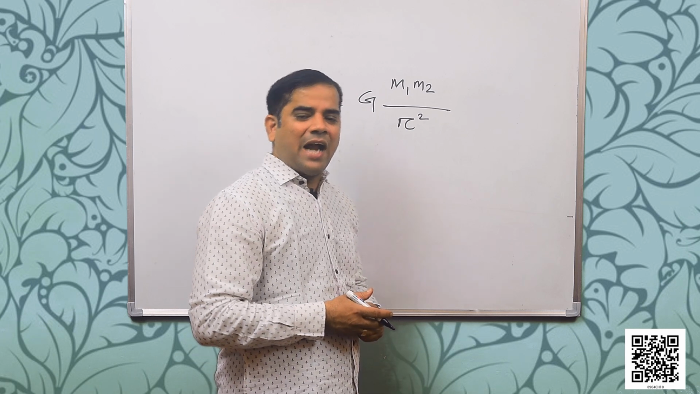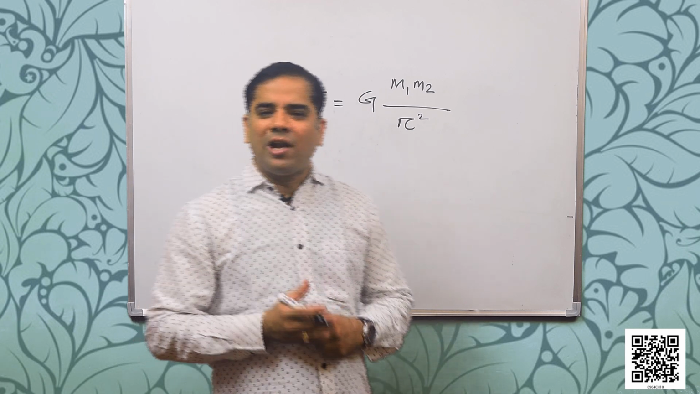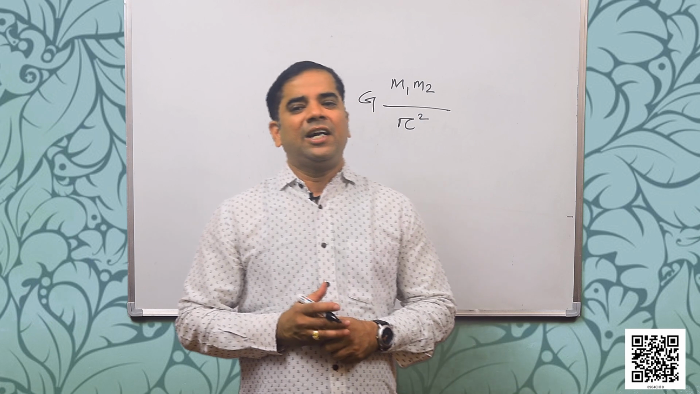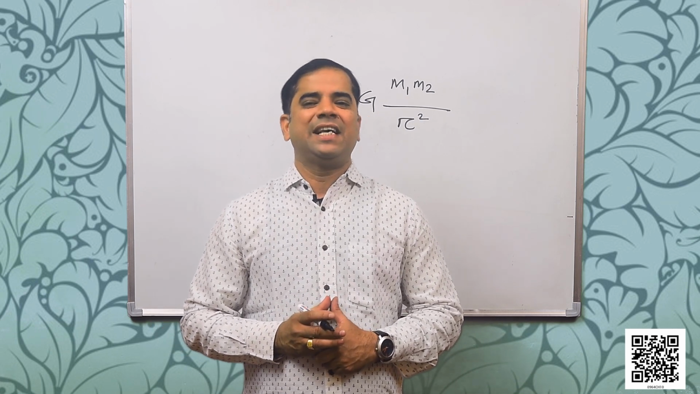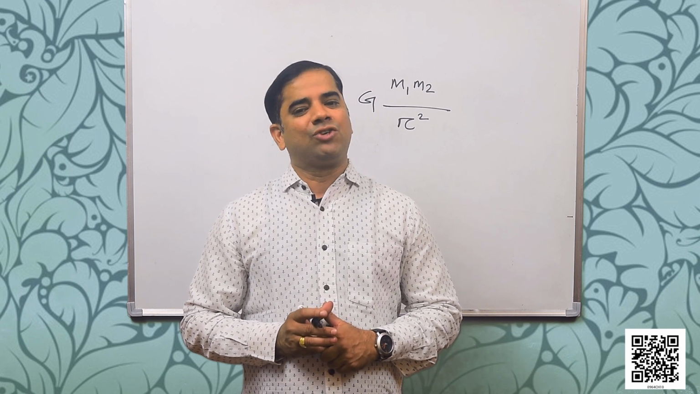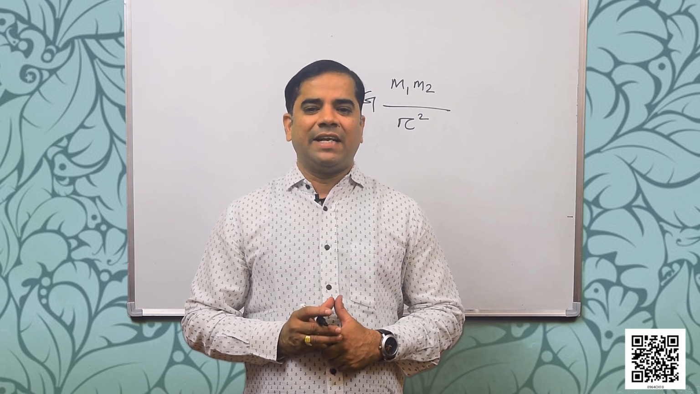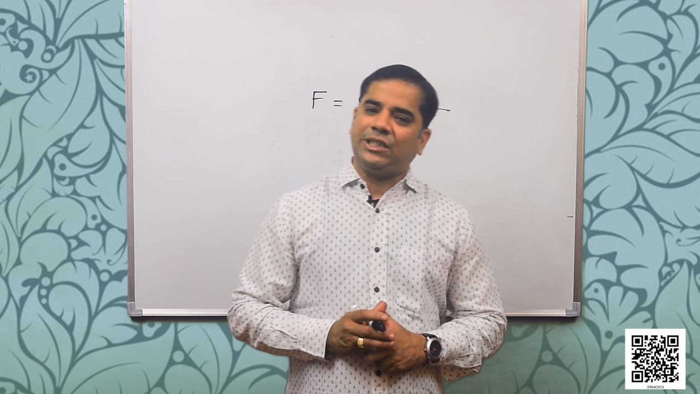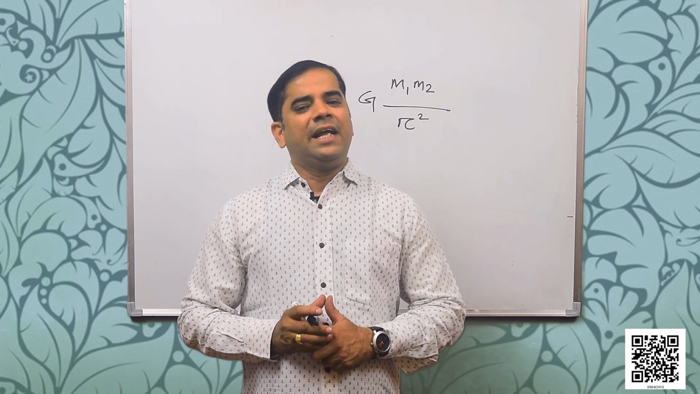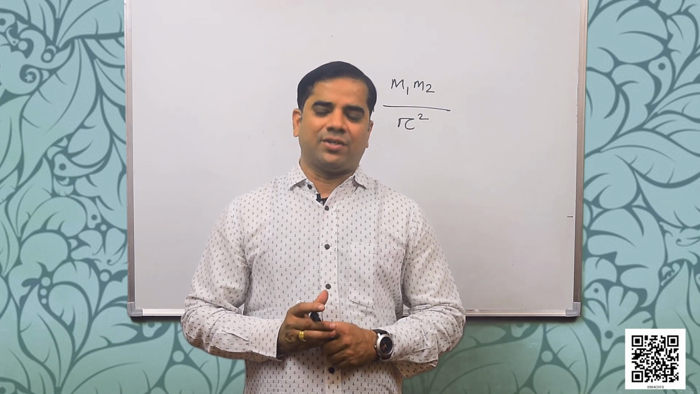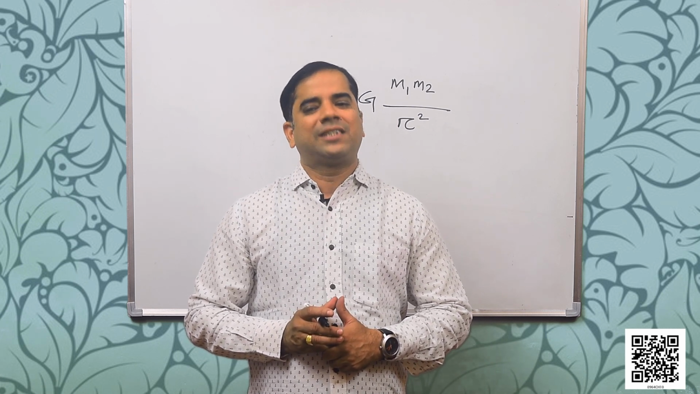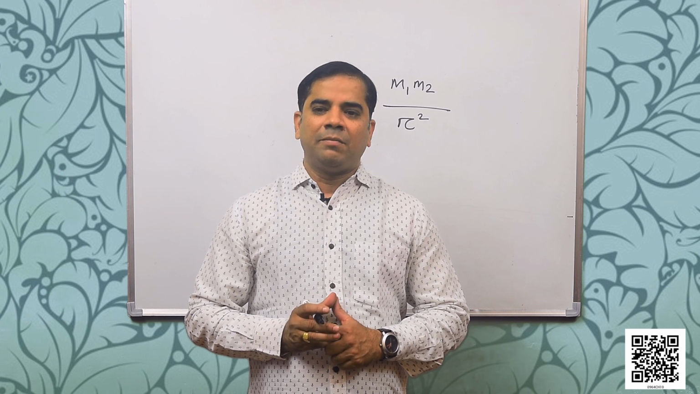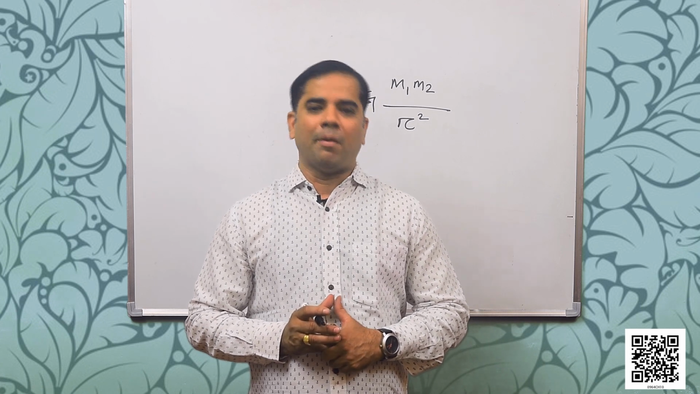And in this case, as we have already discussed, G is the universal gravitational constant and its value is 6.67 into 10 to the power minus 11 Newton meter square kg to the power minus 2. In some cases, while calculating, we take 6.67 as 6.7. We just round it off for easy calculation.